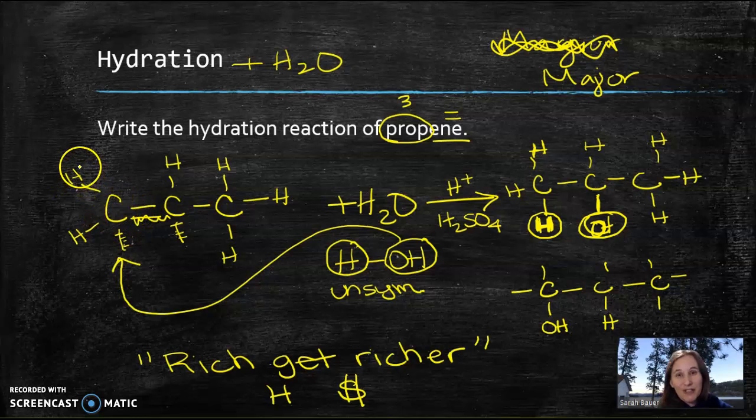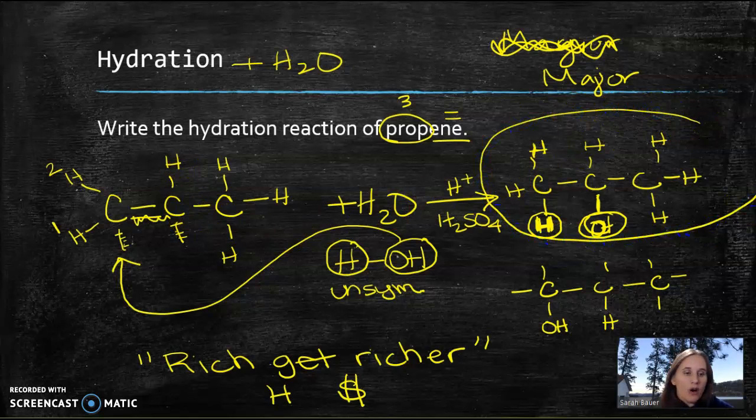carbon 1, remember how I said they have a different number of hydrogens, carbon 1 here had, let's count them, 1, 2 hydrogens, and carbon 2 only had 1. Therefore, this one, where the carbon with the most hydrogens gets the new hydrogen, is going to be more likely to get created than this other one. Now, that doesn't mean it doesn't get created, but it is the major product.